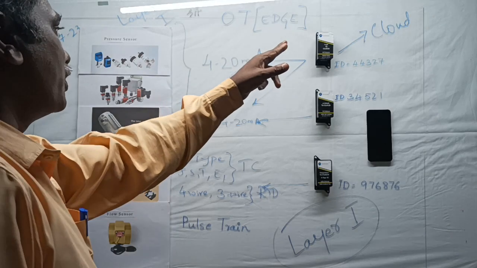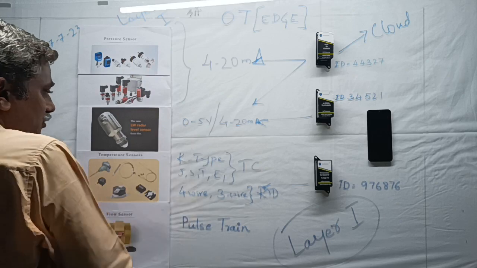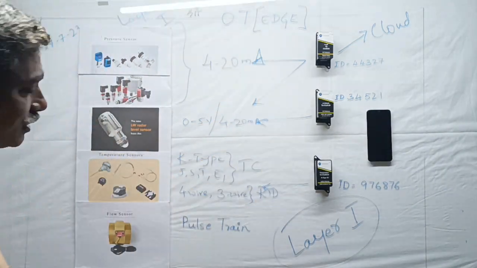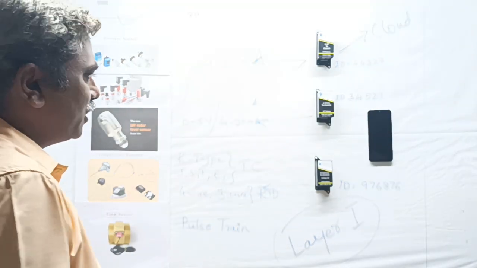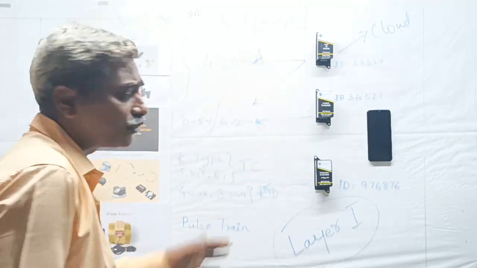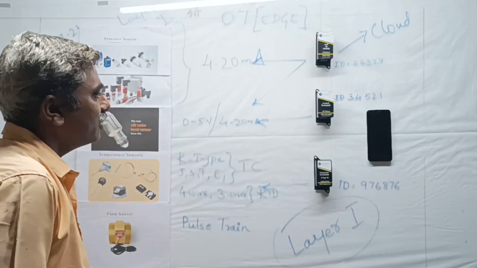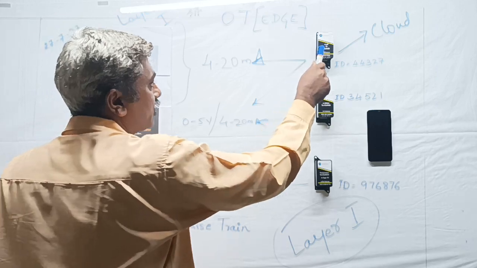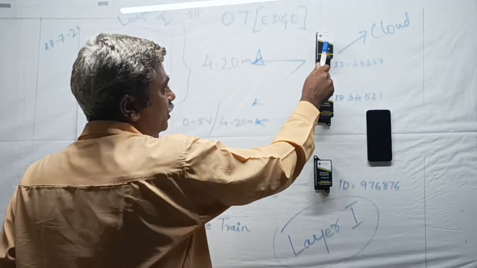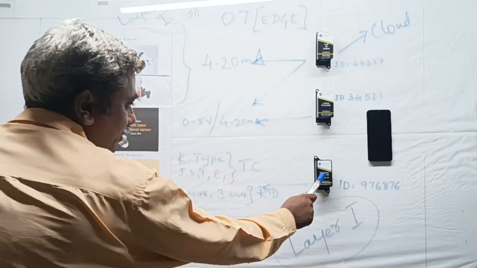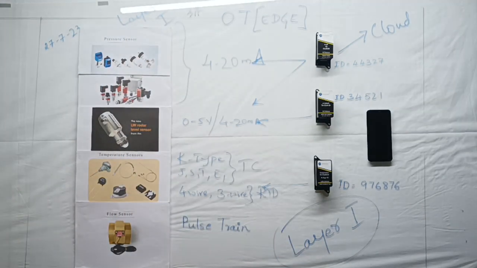Okay, they connect to cloud and also they connect to sensors, and we call them edge devices, gateways, and they have many terminologies for these devices, IoT devices. Right now on the board you have three protocols. One is 0 to 5 volts, 4 to 20 milliamps, and a thermocouple or a temperature sensor.